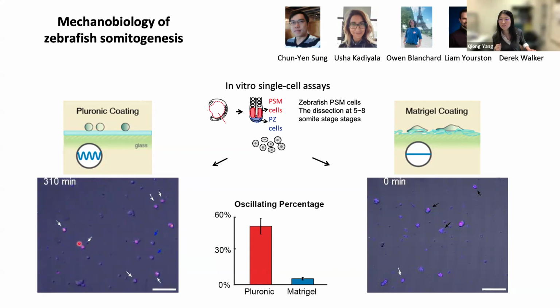We can see these isolated cells can oscillate because each of them has this single negative feedback loop that allows them to oscillate. About 50% of these cells can oscillate in this condition.